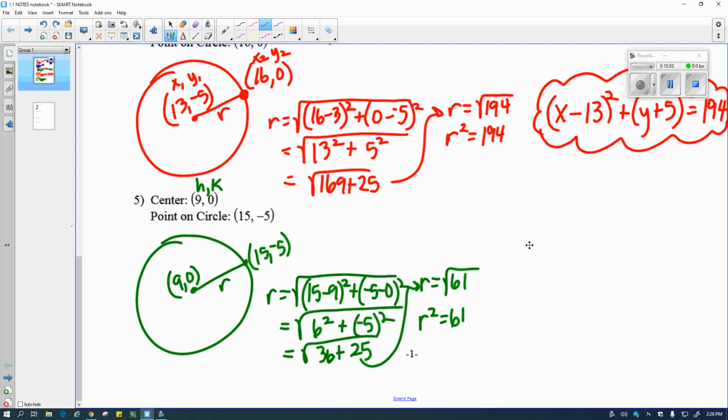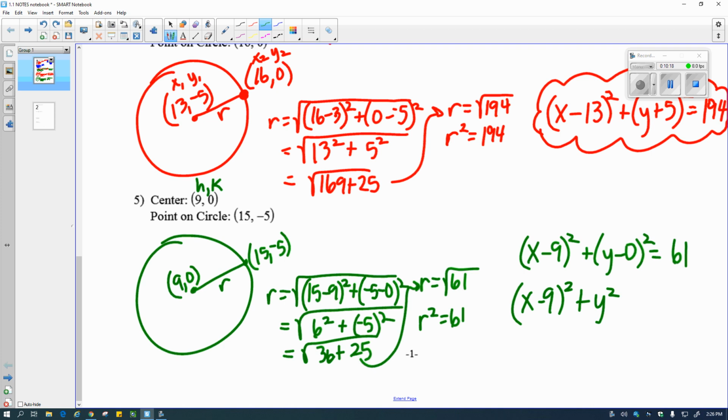This is (x minus 9) quantity squared plus (y minus 0) quantity squared equals r squared, 61. I've also seen people write this as (x minus 9) quantity squared plus y squared equals 61, and that's because, of course, y minus 0 can just be rewritten as just y.